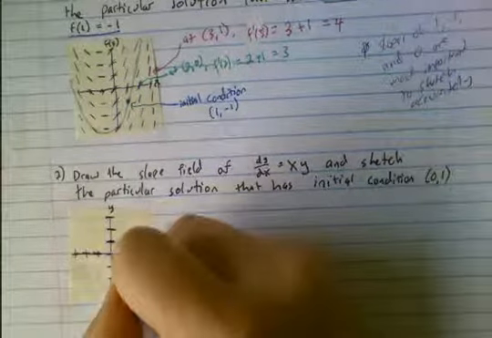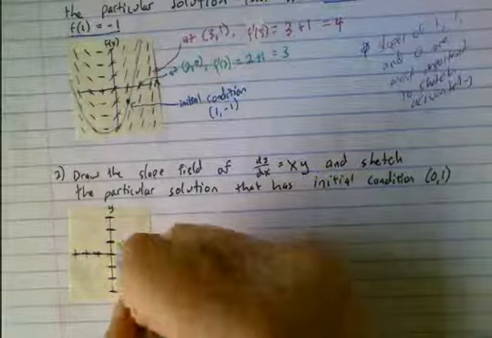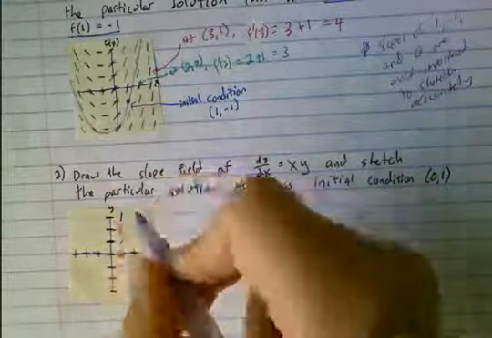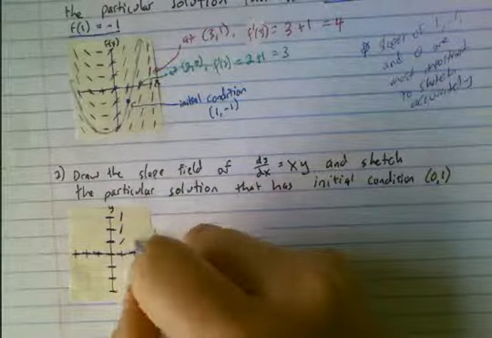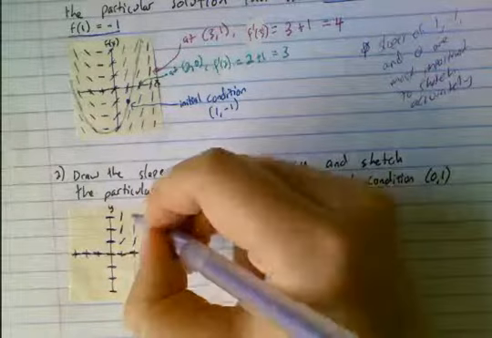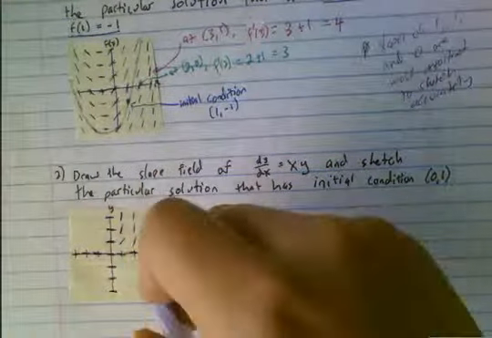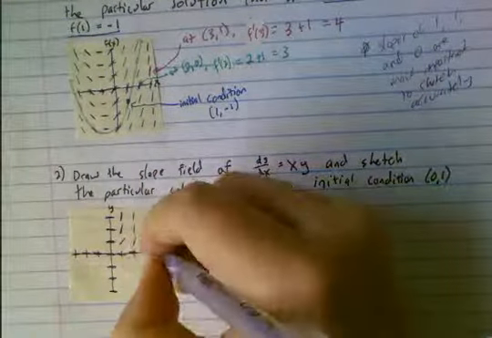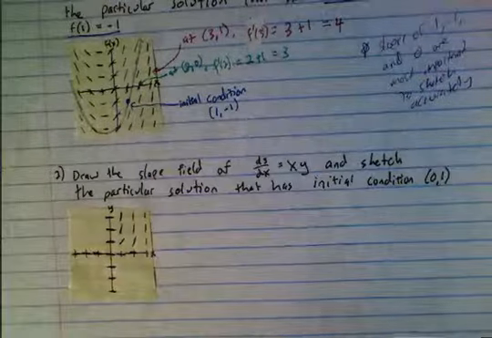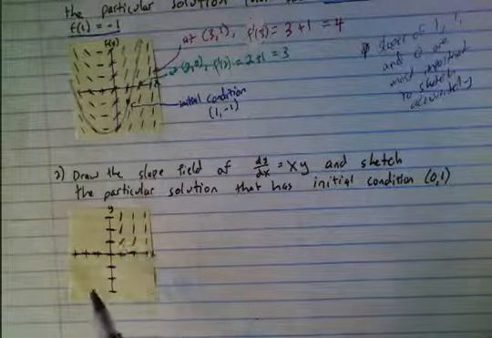At 1, 1, the slope is 1. At 1, 2, 1 times 2 is 2. 1 times 3 is 3. Let's see, 2 times 1 is 2. 2 times 2 is 4. 2 times 3 is 6, so those should be getting steeper and steeper. 3 times 1 is 3. 3 times 2 is 6. These are getting steeper and steeper. They're a little hard to sketch, but the really important thing is that these slopes and this one be correct.